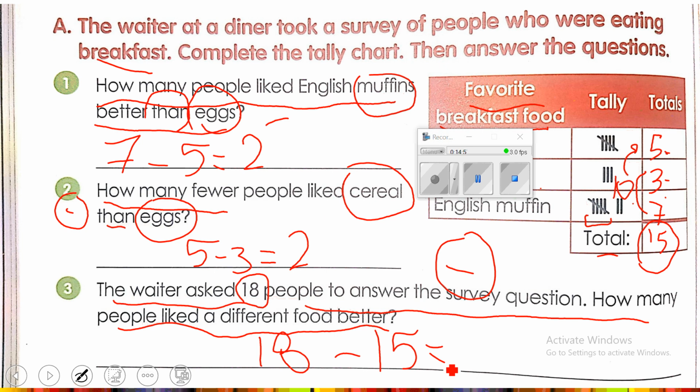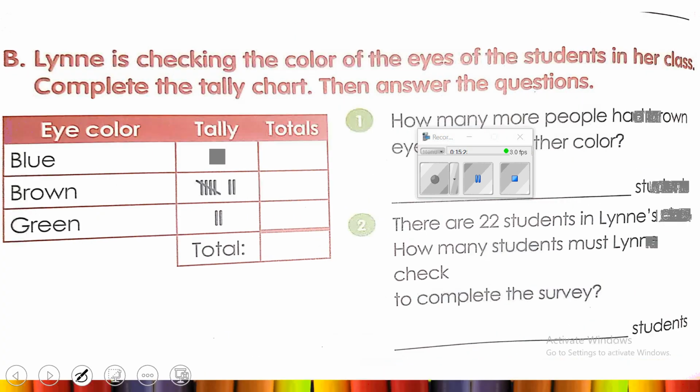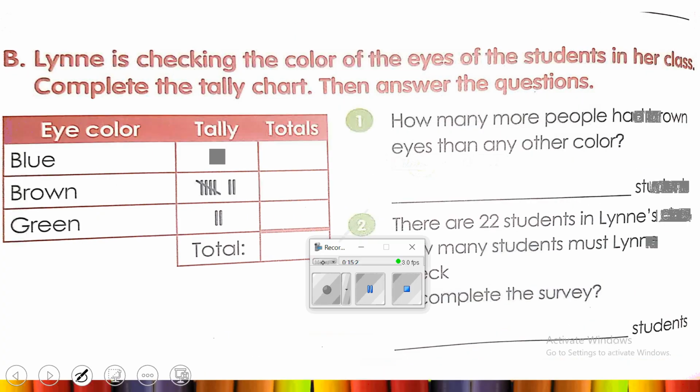Let's make it like this. Here is ones under ones, tens under tens. Subtract. 8 minus 5. Perfect, 3. 1 minus 1, 0. Excellent. So 3 people like different food. Let's see the next problem.